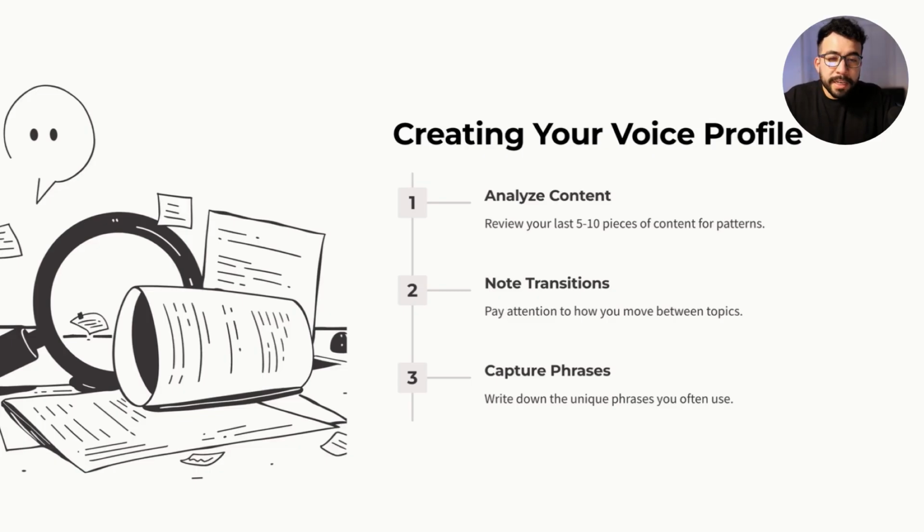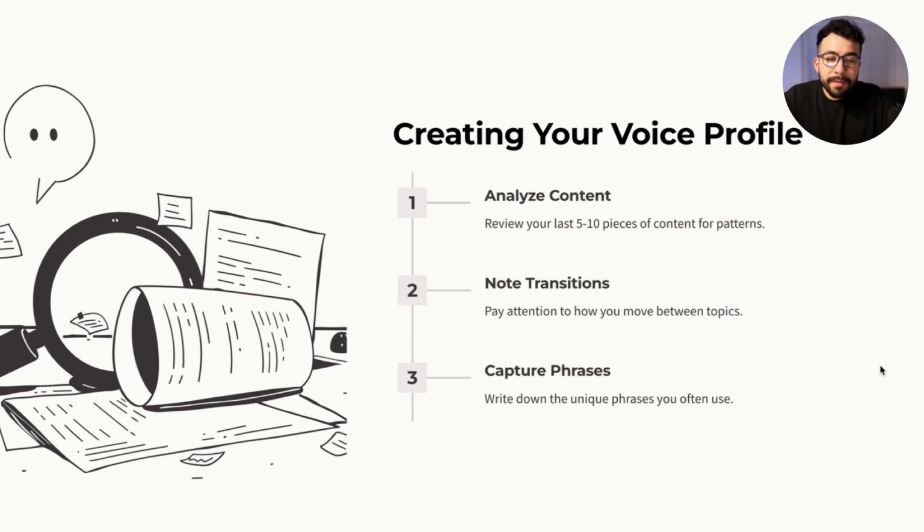So when it comes to creating our voice profile, we're going to analyze our content. We need to have it review our last 5 to 10 pieces of content for patterns. Also, if you have really long form content like YouTube video scripts or blog posts, all you really need is about 2 to 3 different content pieces. From there, the AI will know any and all of your transitions and patterns. This is really important because it helps the AI understand exactly how you structure your content and write.